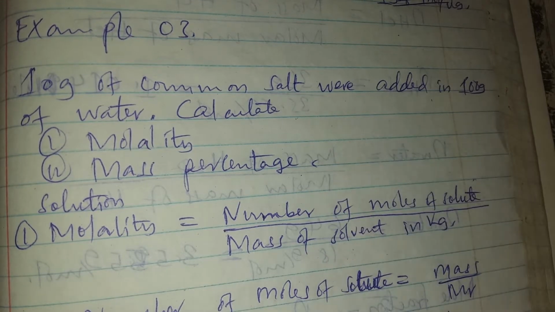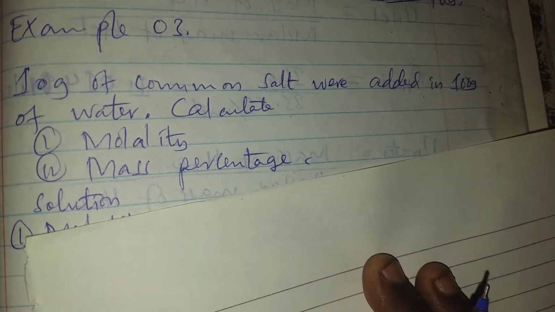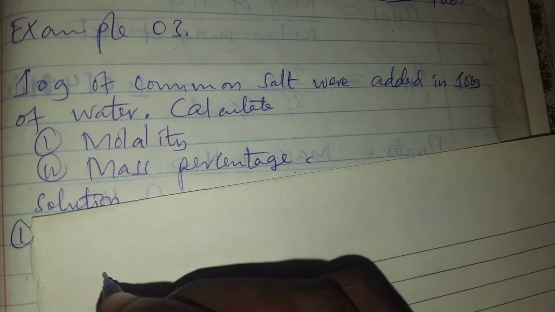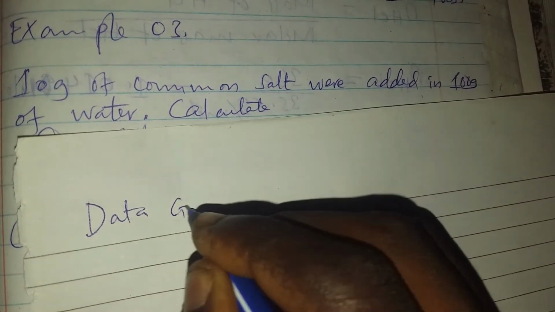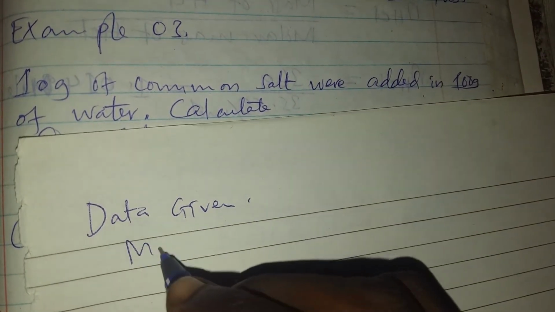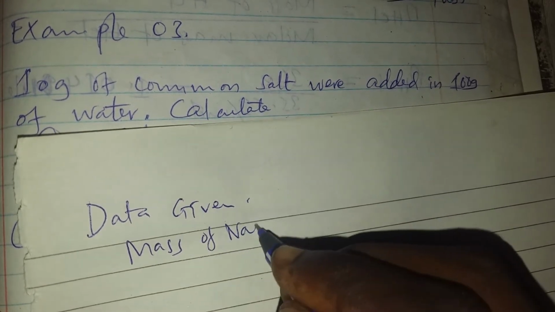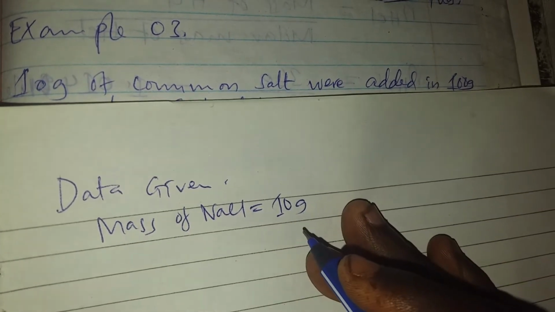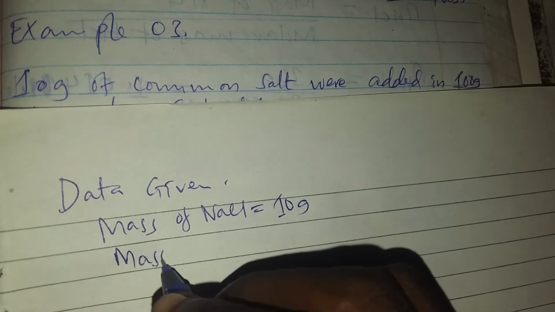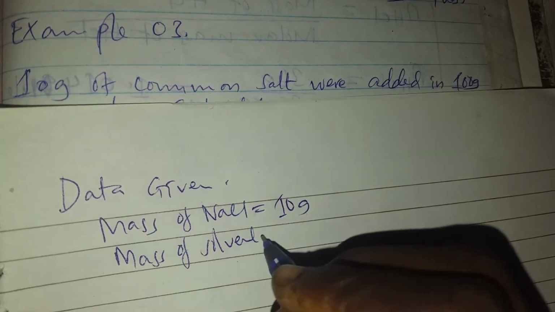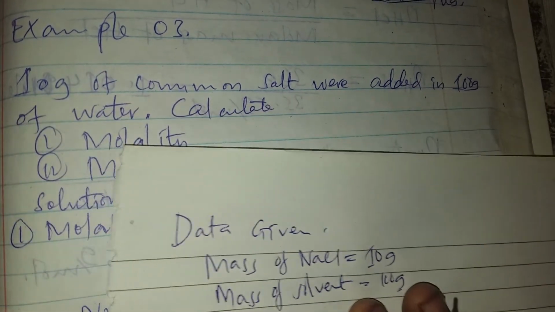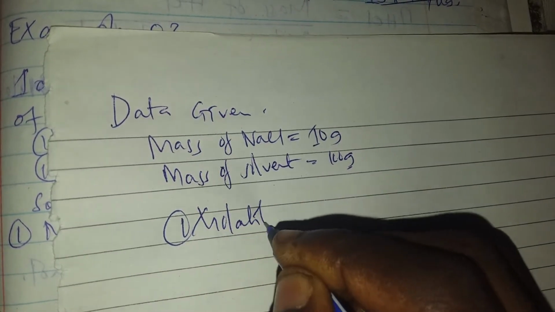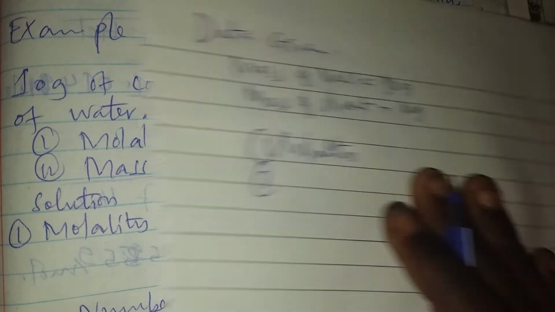So I hope because this question is very easy, even if you go fast, you will understand it. Now in this example 3, the data given: we are given the mass of solute, that is sodium chloride, because common salt is sodium chloride. The mass is 10 grams, and the mass of solvent, that is water, is equal to 100 grams. So from there, it is required to calculate, first, molarity, and the second, mass percentage.